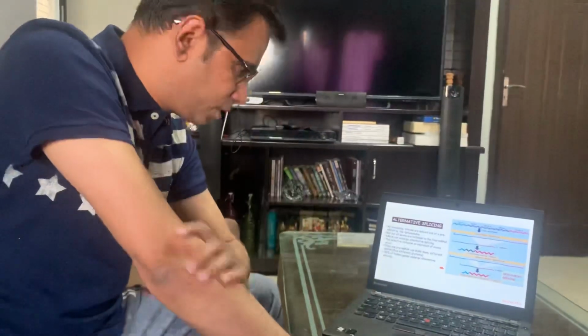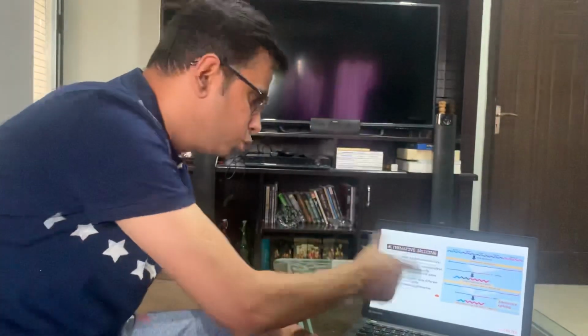There is one more term, alternative splicing. In normal splicing, only the introns are spliced out. In the case of alternative splicing, sometimes there is a selective inclusion or exclusion of exons. So when we talk about exon splicing, this is called alternative splicing.